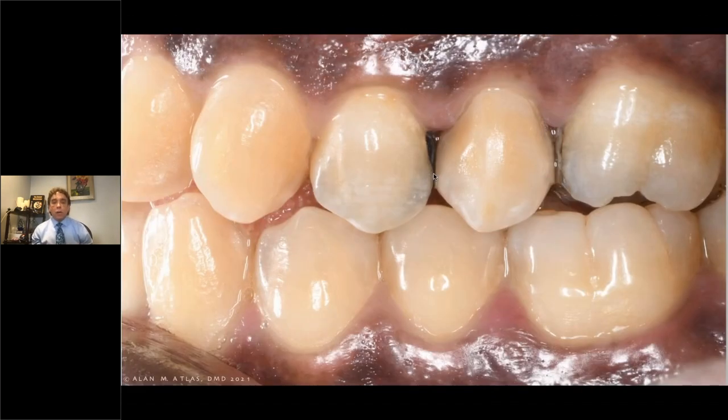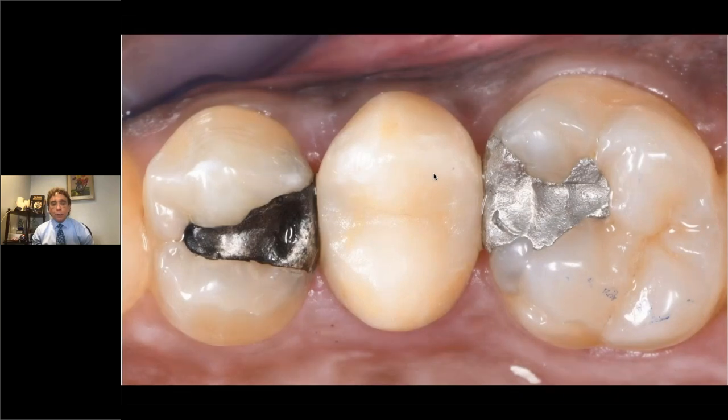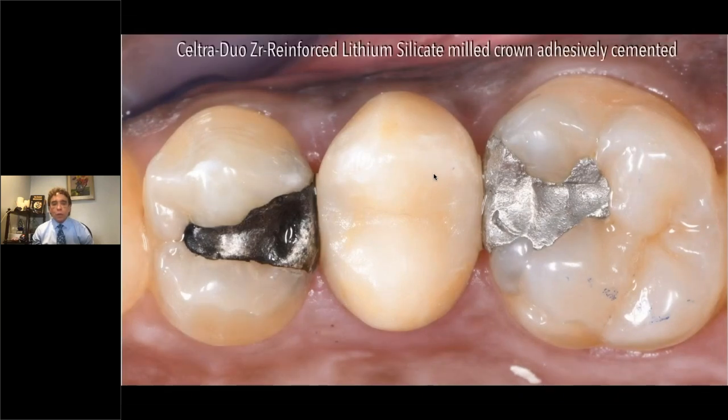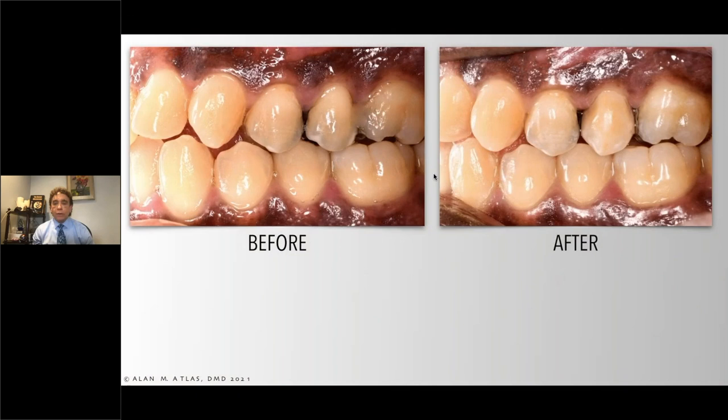And there it is. By the time I'm done with that procedure, the endo and the core buildup, or the post, the crown's ready. I try it in. There it is. This is CEREC Tessera Duo, a zirconia reinforced lithium silicate material, and it's adhesively cemented with a resin cement. There's the before and after.